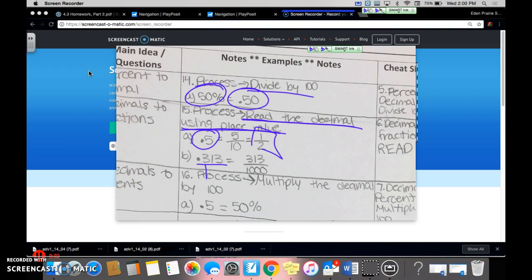We read this as not 0.313, but we read it as 313 thousandths, because what is this place value here? Tens. What is this one? Hundred. What is this one? Thousand. The last number is the place value used in your fractions, in the thousandths place.